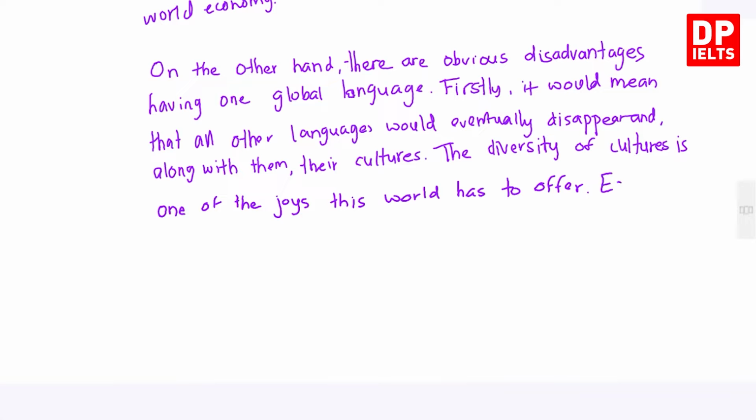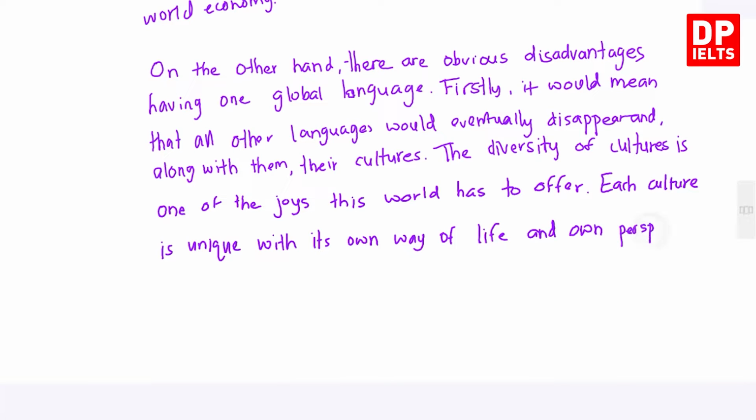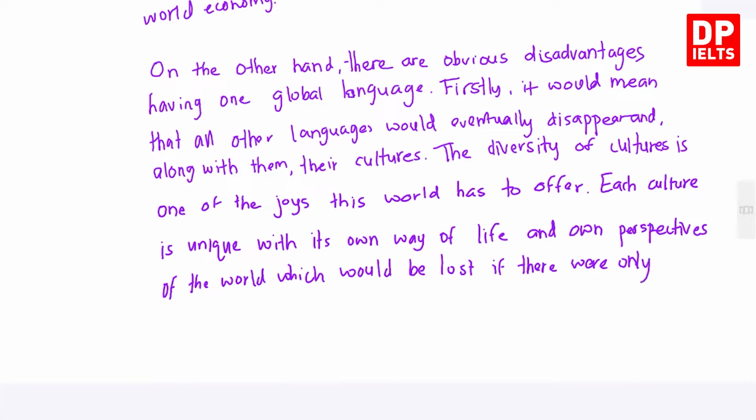Each culture is unique with its own way of life and own perspectives of the world, which would be lost if there were only one language.